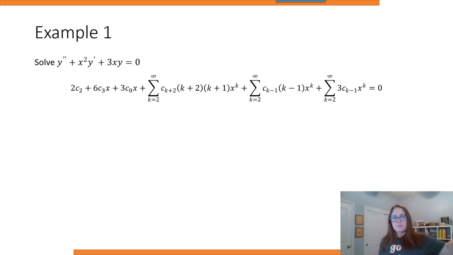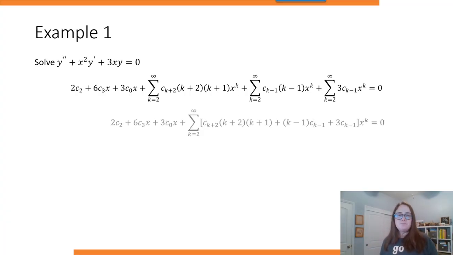So I took all three of those terms that I pulled out of the sums, threw them out in front of all the sums, and now I'm going to be able to combine these three series together. So the summation notation is going to be the same for all of them. And I'm even going to factor out the x^k from all three of the terms that I'm going to get here. So it looks something like this. So I've got my 2c_2 plus 6c_3 x plus 3c_0 x out front. And then I have a series from k equals 2 to infinity of all of those expressions. So c_{k+2} times (k+2)(k+1) plus (k-1)c_{k-1} plus 3c_{k-1}, all times the x^k. And all of this still adds up to 0.